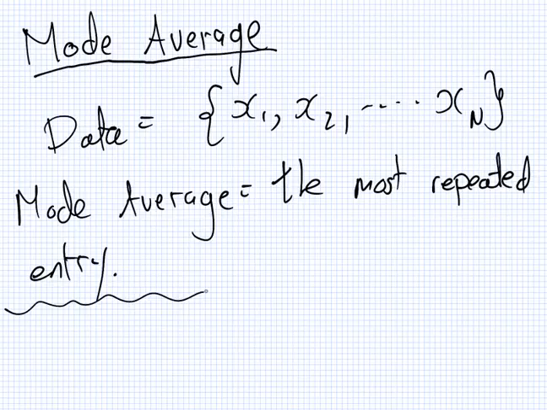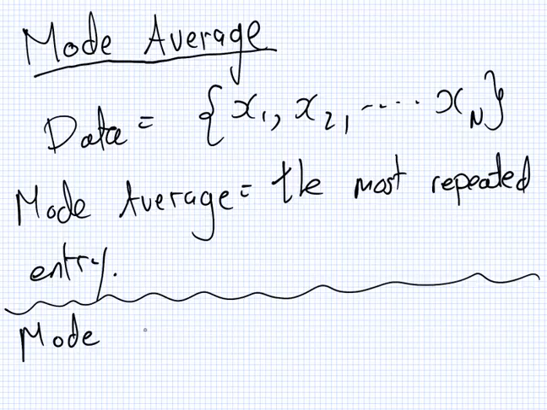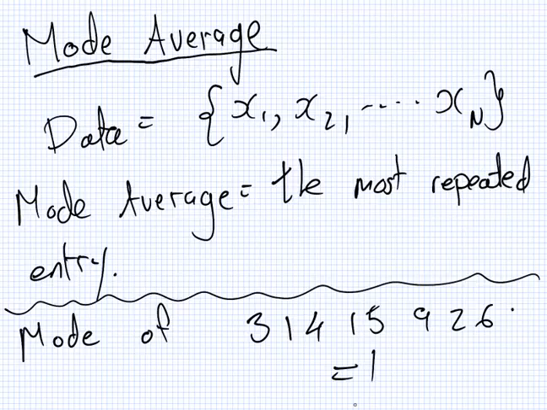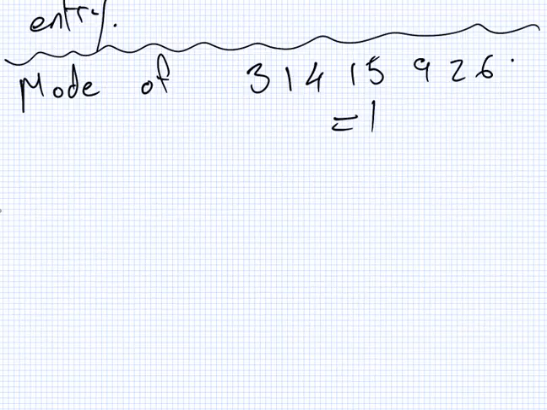So, let's have a look at an example. The mode of 3, 1, 4, 1, 5, 9, 2, 6. Okay, so what's the mode here? 1. So the mode equals 1. Okay, what about this one now?